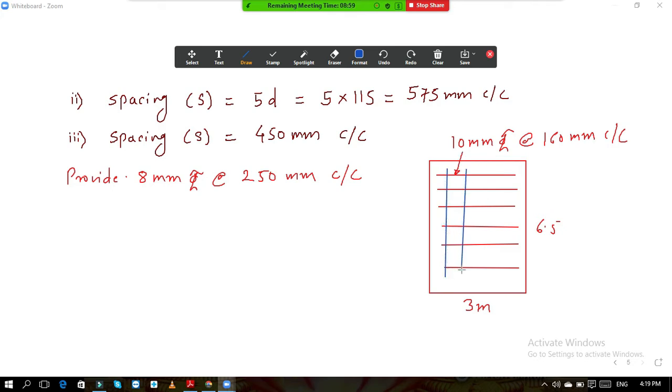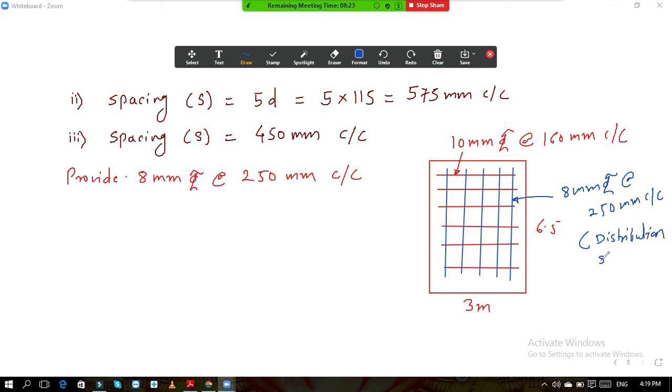These are the bars which represent distribution steel. This is the top view, in plan it will look like this. What is the dimension? These bars are 8 mm diameter bars at 250 mm center to center. So this is what we designed. This is called distribution steel.